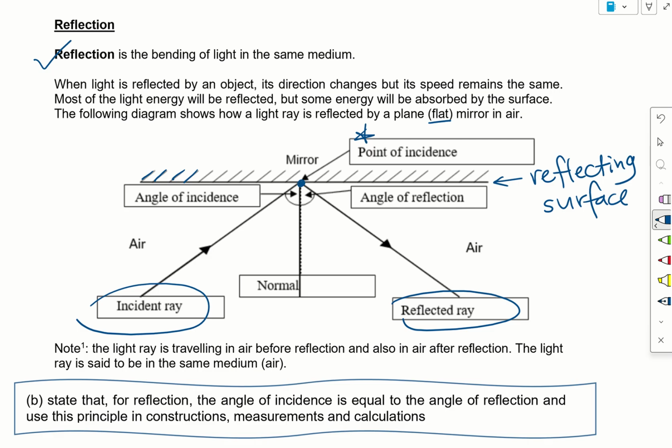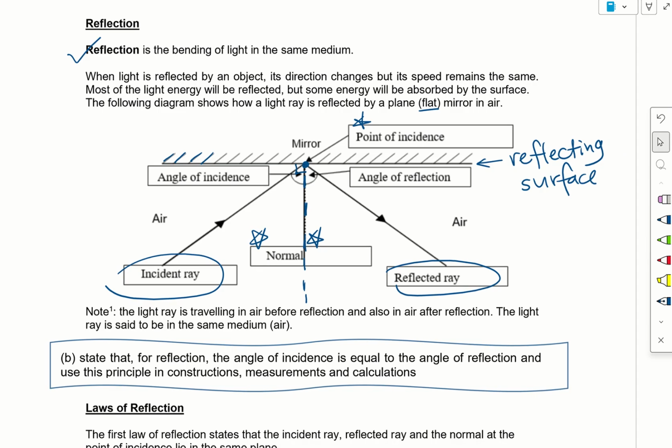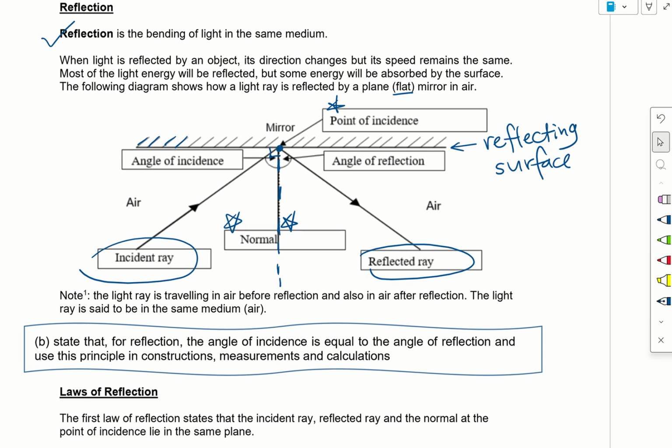Now, this is very important. So this is the normal. It is an imaginary line. Usually we represent it with dotted lines. Okay, it's dotted, and take note that this normal is actually perpendicular to the surface. Later on, we will elaborate more, but just take note that for now, the normal must be perpendicular to the reflecting surface.